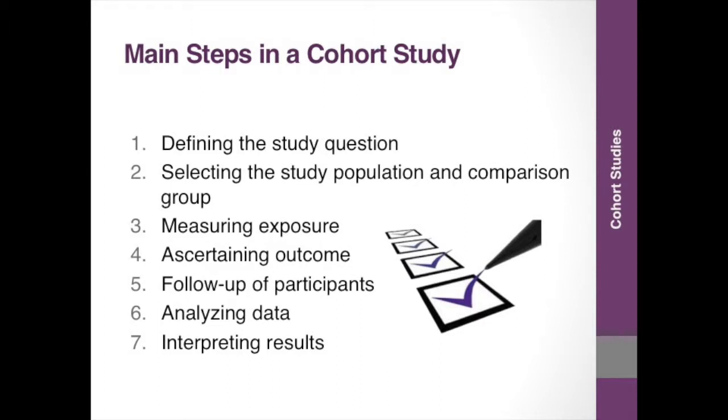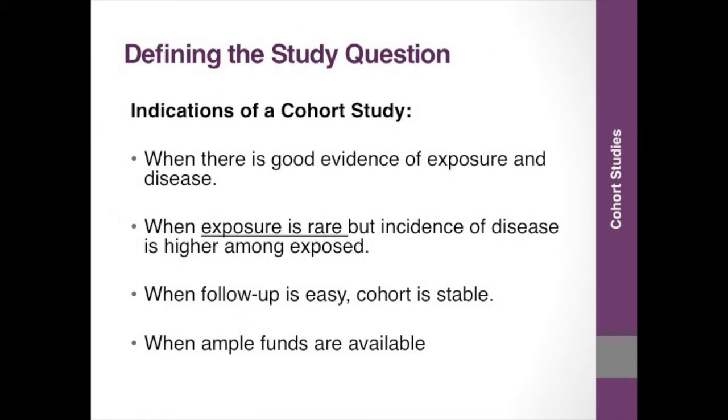Let's take a look at the main steps to conduct a cohort study. We start with defining the study question, selecting the study population and the comparison group, measuring exposure and outcomes, looking at the follow-up of participants, and finally analyzing and interpreting the data. We do cohort studies when there is good evidence of exposure and disease, when the exposure is rare but the incidence of disease is higher among the exposed, when it's easy to have a follow-up, the cohort is stable, and when we have lots of funds to do the research.